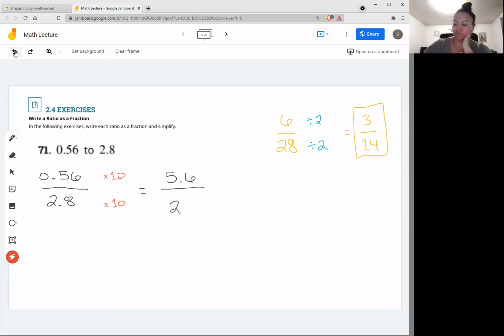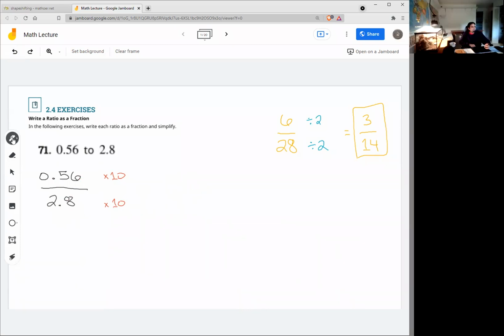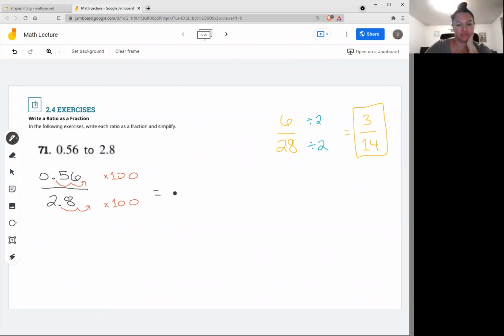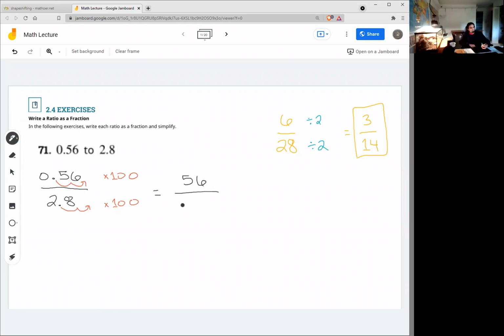Okay. So I'm going to erase a little bit and say, I need to multiply by 100 top and bottom. So 1, 2, 1, 2. What happens when I sort of run off the edge of a number? Do you just add a 0? You do. So I get 56 over 280. And ta-da, now I'm not stuck anymore. Now it looks like what we did up here, where I just have numbers, and they might not be as nice a number, but I just have numbers without decimals. I know what to do.